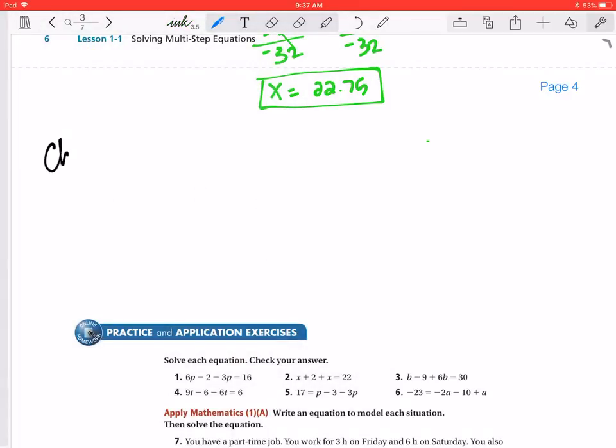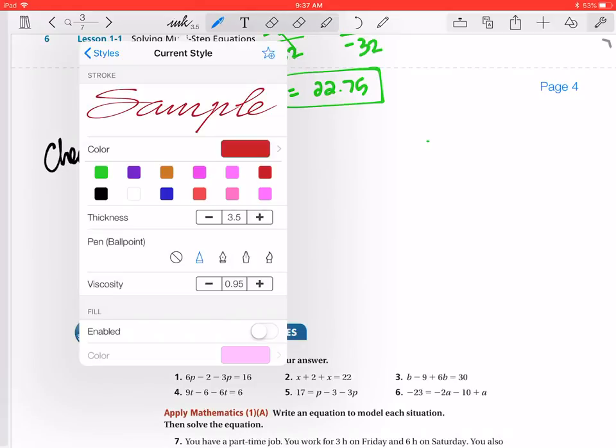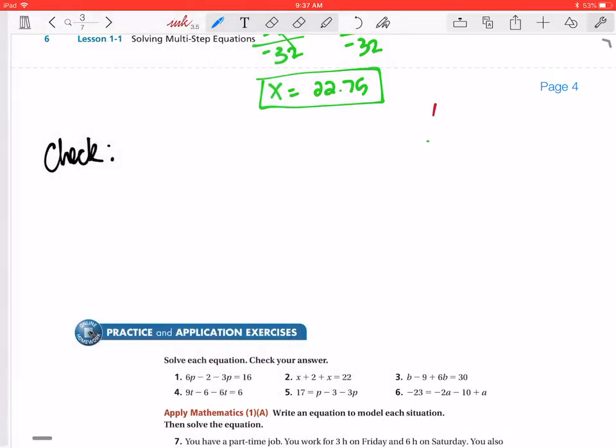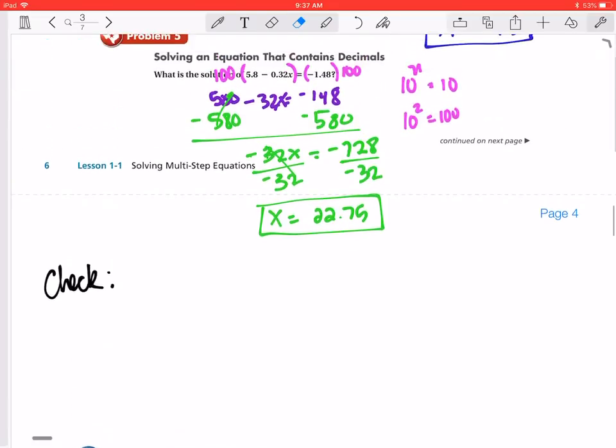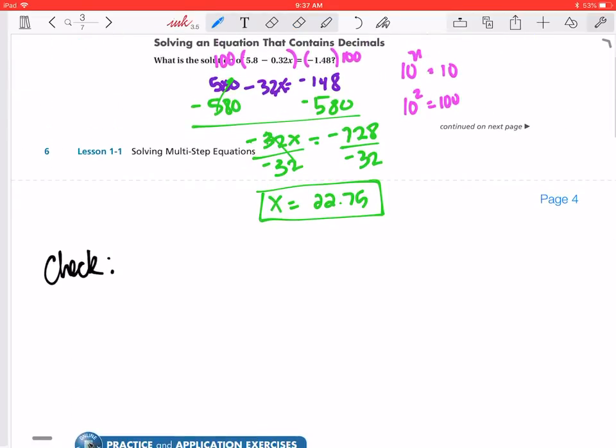So let's do our check. We should be checking every one of these, but in the interest of time, I didn't want to do every single one. So we're going to check it. And we're going to look back at our equation. So that's going to be 5.8 minus 0.32 times 22.75 is equal to negative 1.48.